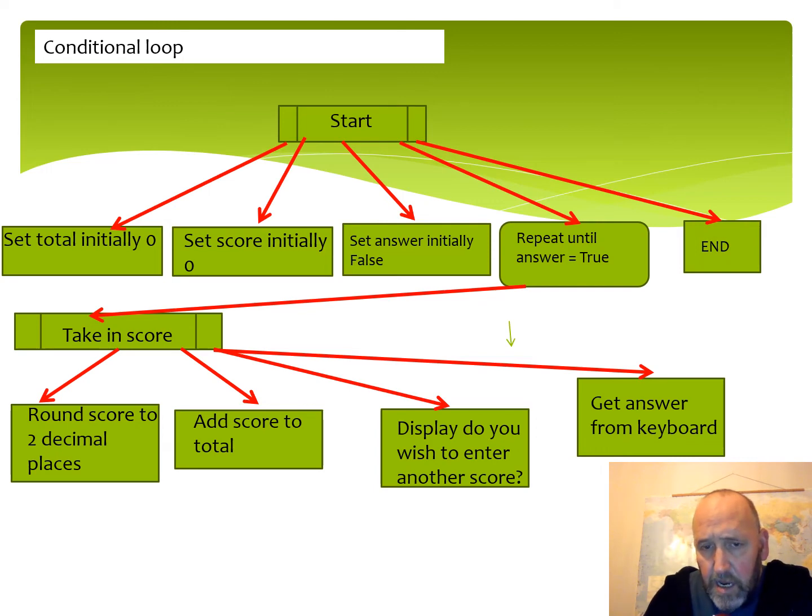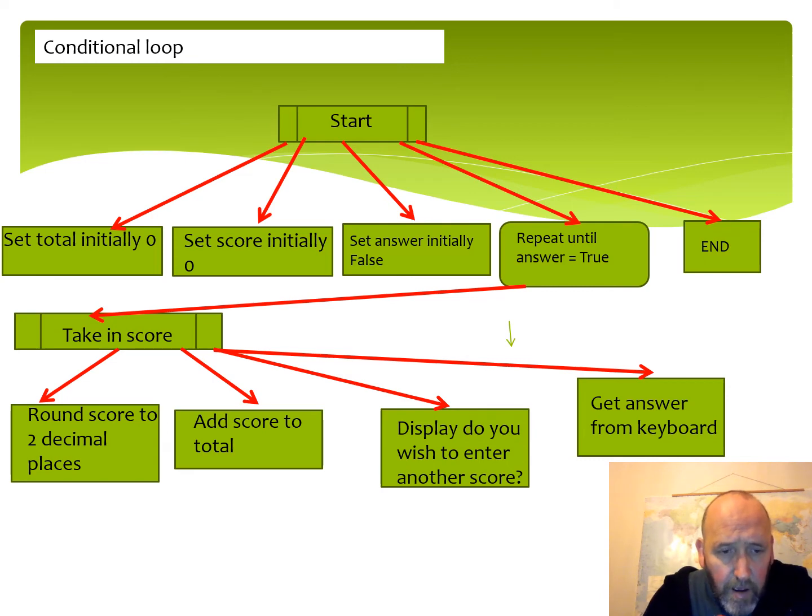This is a conditional loop. We don't know how many times it's going to loop. We did this in flowcharts and we're doing it in structured diagram. We'll set total to 0. We'll set score to 0. We'll set answer initially to false. So this is a Boolean. We're using a Boolean here. We'll repeat until the answer equals true.